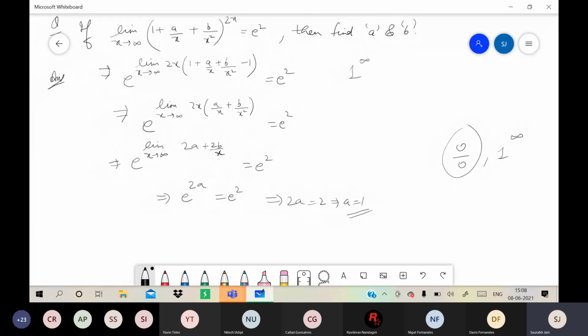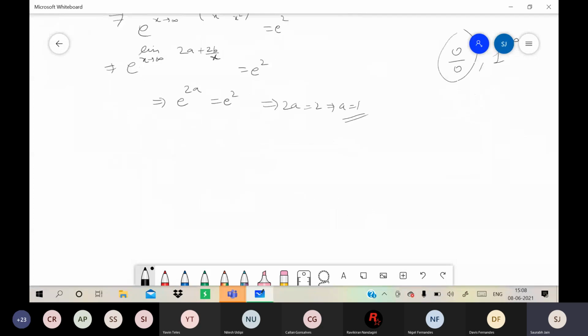Now suppose this is the question. If limit x tends to infinity, x square plus 1 upon x plus 1 minus ax minus b is equal to 0, then find a and b. So once again limit is given and some function is given with unknown same. Try this. This is a single term, right?